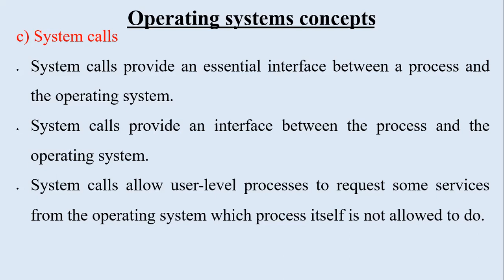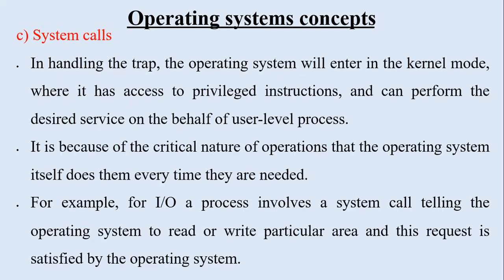So this simply tells you, my dear students and listeners, that when you talk about system calls, there are those which are found at the user level, and there are those which are found at the kernel level or the lower level. In handling the trap, when a request is received, that request is trapped, it is held. The operating system, when it receives that kind of a request, enters the kernel mode, where it has access to privileged instructions and it can perform the desired service on behalf of the user level process.